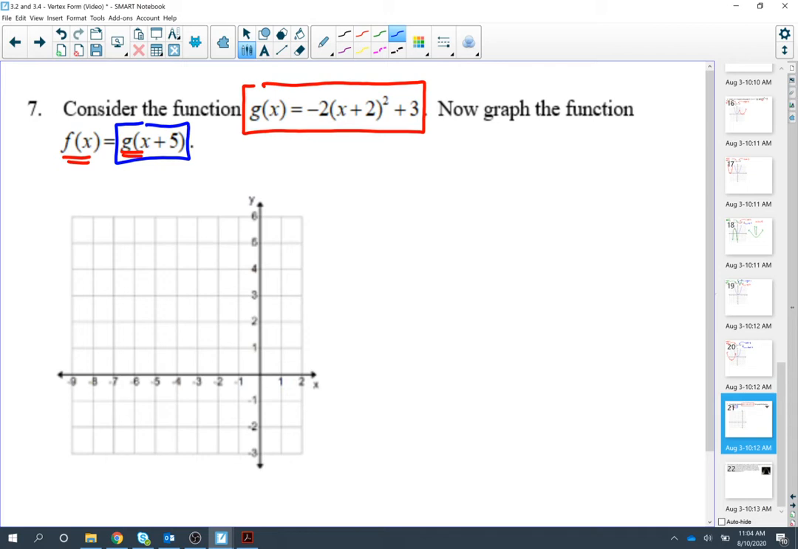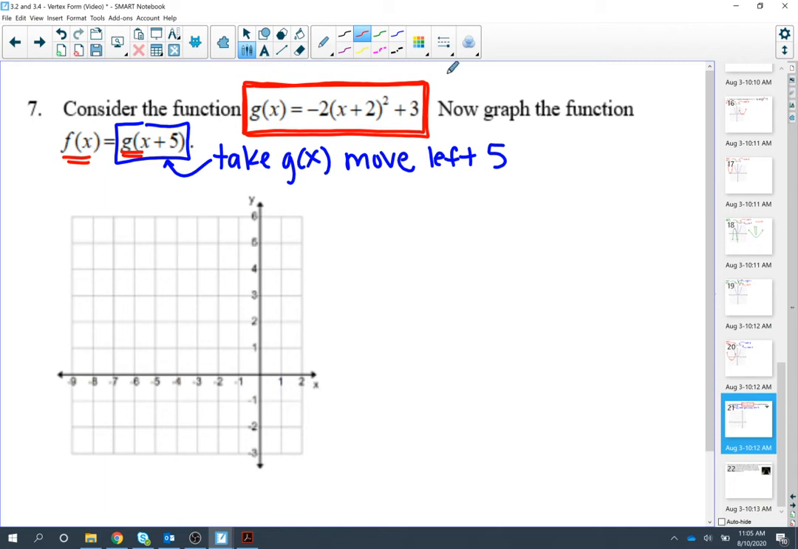Specifically, because it's inside the parentheses, it's the opposite of what we would think, which means take g of x, move left 5. So we can either just go directly there, or we can graph it and then move it. I'm going to start first with g of x, which I have outlined in red. This is telling me take my function, move it to the left 2, up 3.